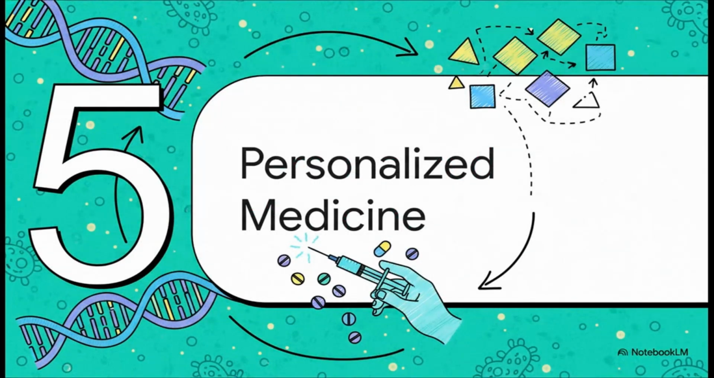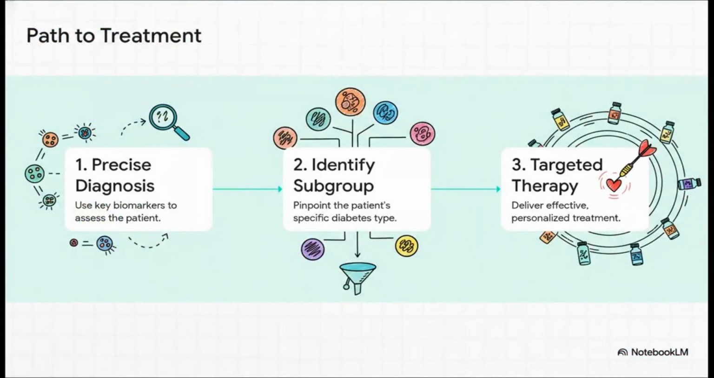All of this incredible research is pushing us into a really exciting new era. And that brings us to our final section, the future, which is all about personalized medicine. This is where all this new knowledge really starts to change things for people. The path forward is so much clearer now. Step 1, you use those biomarkers to get a really precise diagnosis. Step 2, you figure out exactly which subgroup a patient falls into. And then, step 3, you can finally give them a targeted therapy that actually gets to the root cause of their specific problem instead of just throwing a generic treatment at them and hoping for the best.